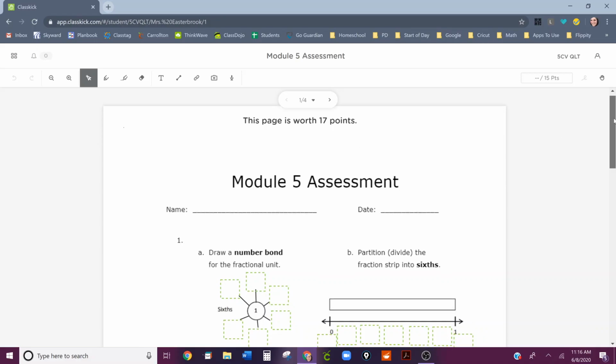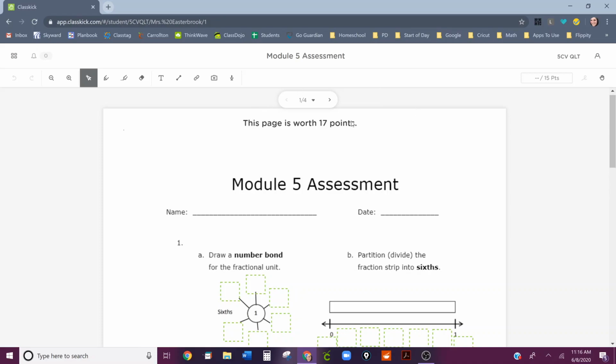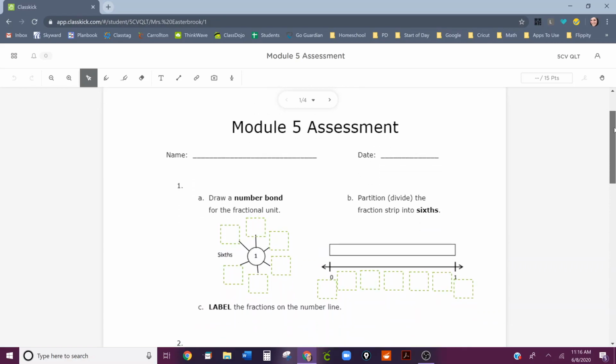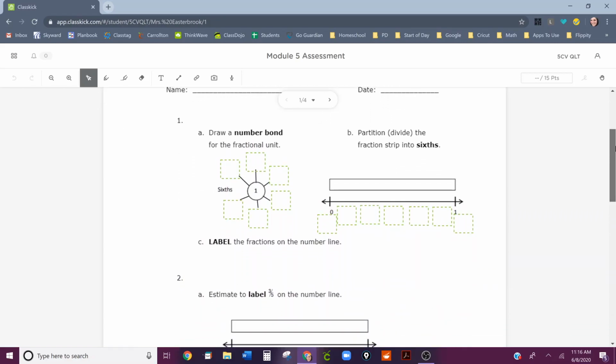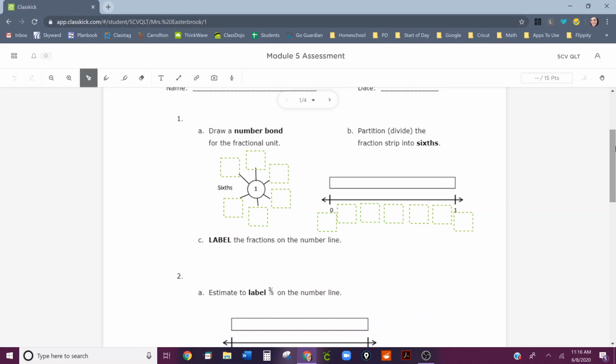You may have noticed on this test that up at the top here, I put this page is worth 17 points. That's just to let you know that there are some points on here where you'll have to do stuff that's not filling those green boxes. Because if you look up here, this says 15 points, but it's really worth 17. So that means that 2 of the points you earn on this page are something you're going to have to actually fill in yourself. So number 1, draw a number bond for the fractional unit.